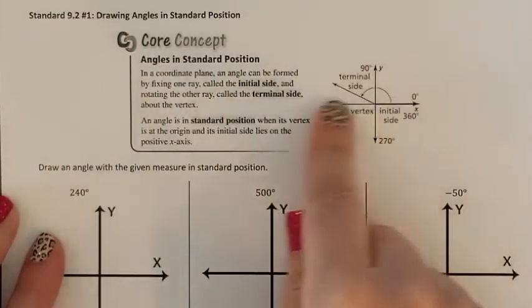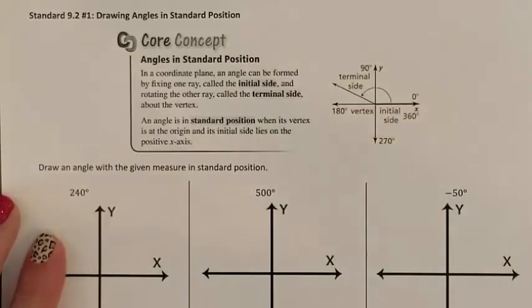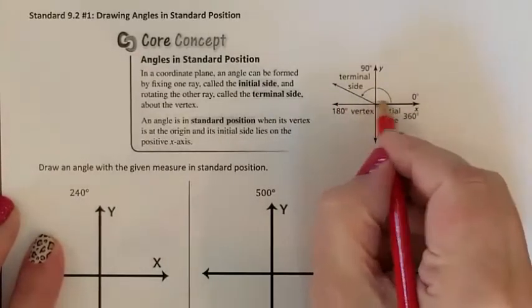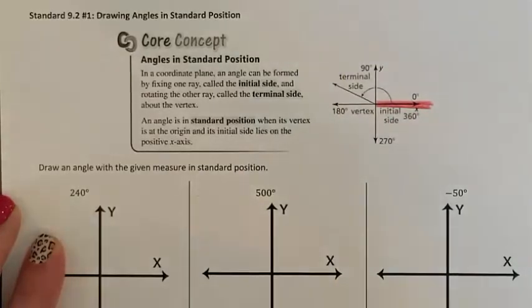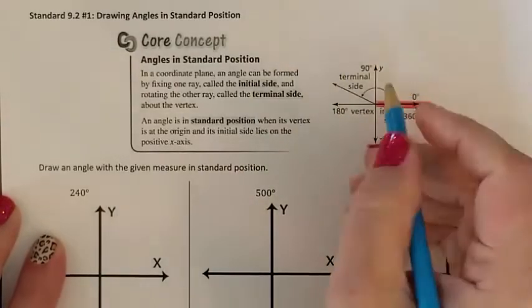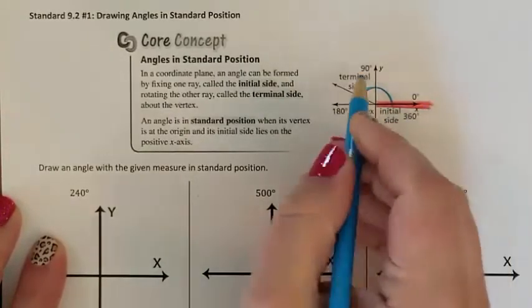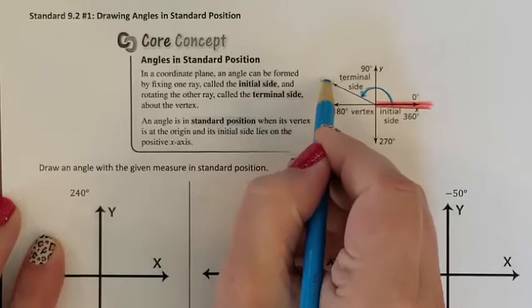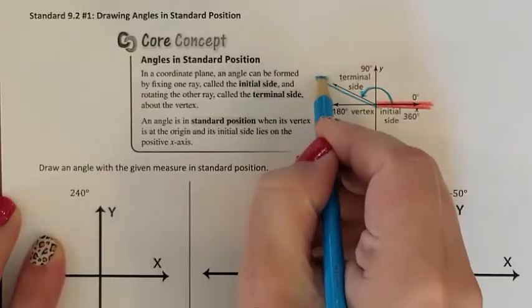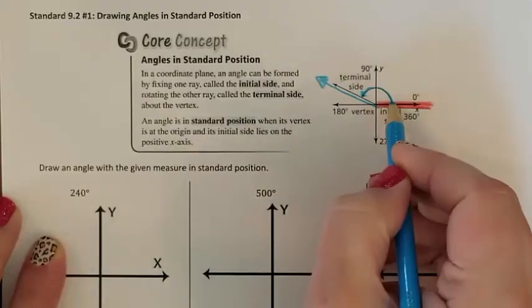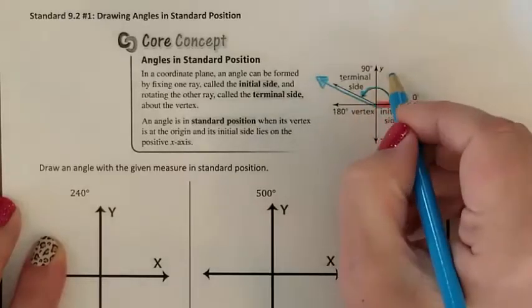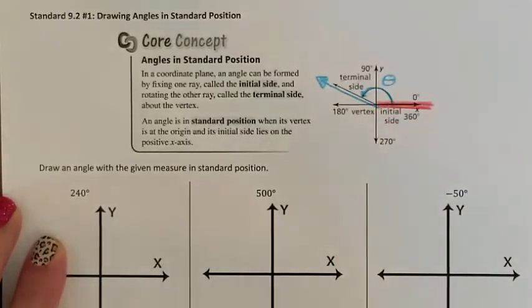So we have an x, y axis. And this side right here, the positive x-axis, is called the initial side. Then you are going to find your degree, and where you land is called your terminal side. So this is my terminal side because that is where I stopped. Between the initial and the terminal is your angle theta.